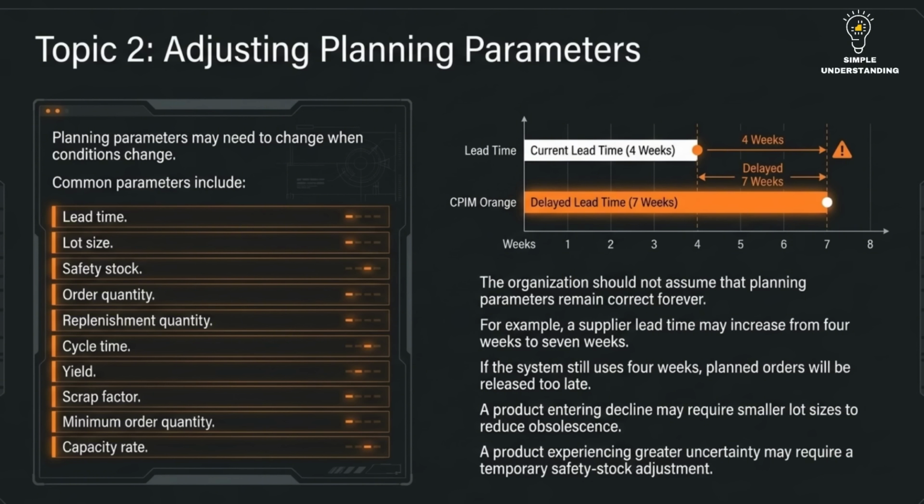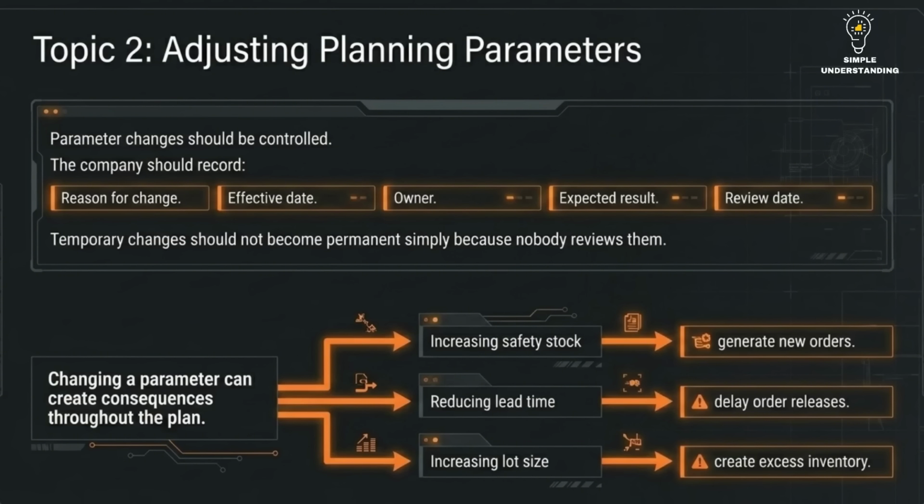A product entering decline may require smaller lot sizes to reduce obsolescence. A product experiencing greater uncertainty may require a temporary safety stock adjustment. Changes to parameters should be controlled. The company should record the reason for change, effective date, owner, expected result, and review date. Temporary changes should not become permanent simply because nobody reviews them.